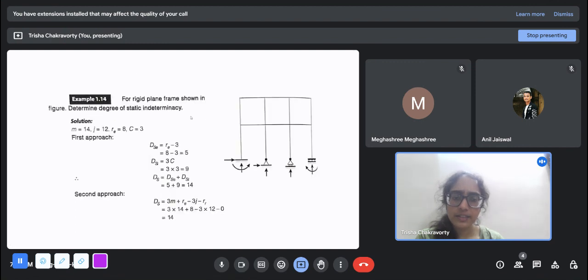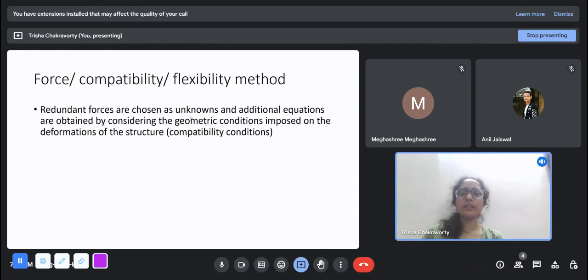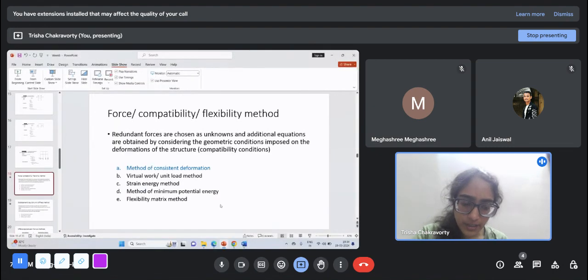Okay, we'll look at these later, because these are basically frames, and today we are looking at trusses. This force compatibility or flexibility method that we touched upon in the last class, I'll brush through the concept of force and the difference between force and displacement method, and then move on to how to apply it on a truss.